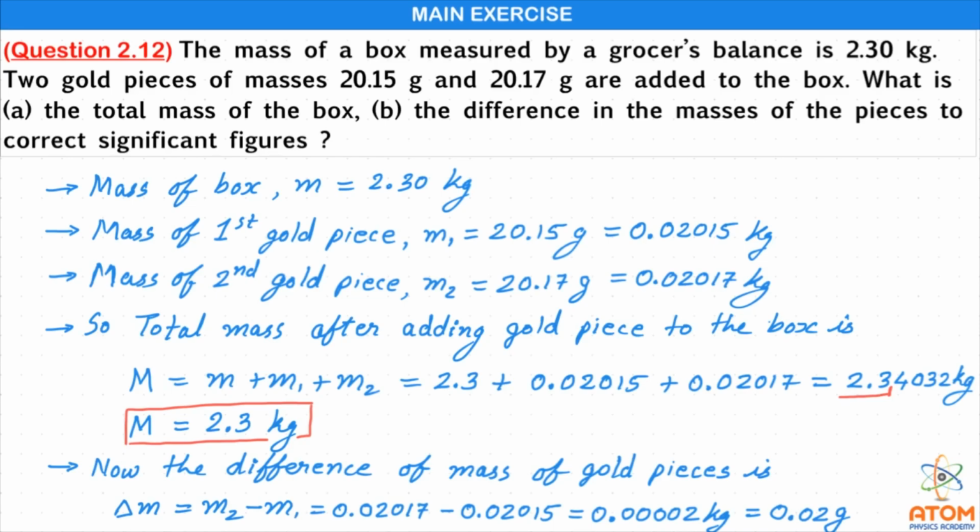Now if we consider the rules of significant figures, then in case of subtraction and summation, the rule is that we have to consider the least number of significant figures after the decimal point. Now in both of these numbers there are 4 significant figures after the decimal point, but in the answer itself we have only one significant figure after the decimal point. So we need not omit anything, we need not reduce anything. That's why this 0.02 gram itself is our final answer.